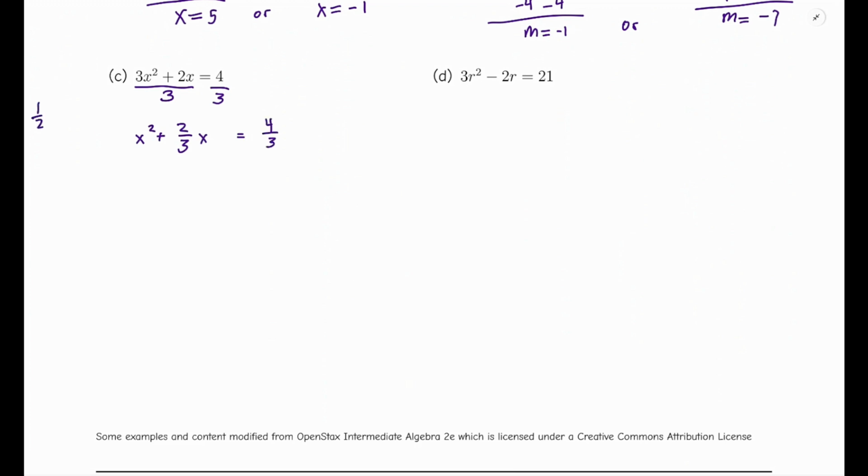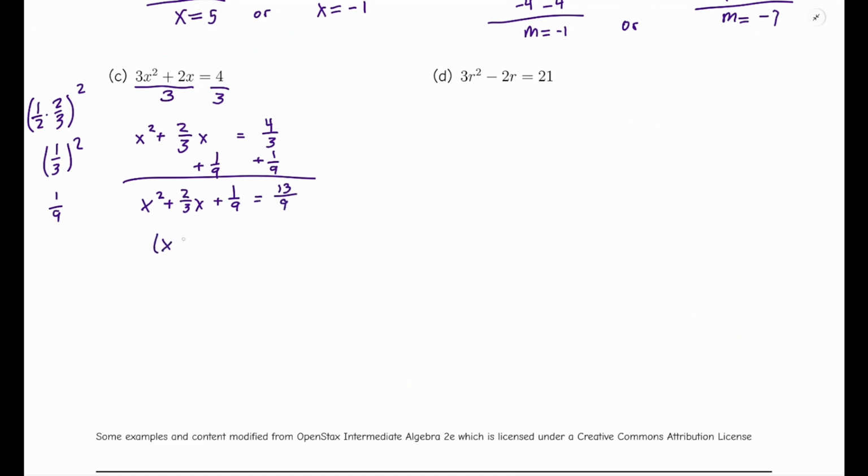Now I need to take half of that middle term squared, which is 1/3 squared, which is 1/9. So I'm going to add 1/9 to both sides. So we get x squared plus 2/3 x plus 1/9 is equal to 13/9. Factor the left-hand side, it's (x plus 1/3) squared, is equal to 13/9.